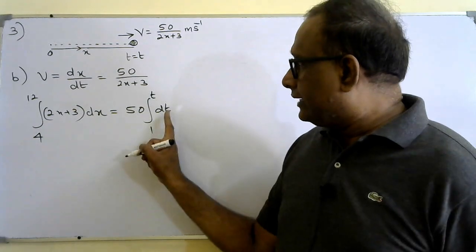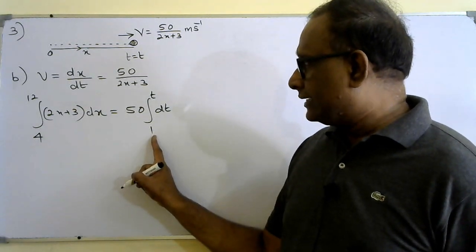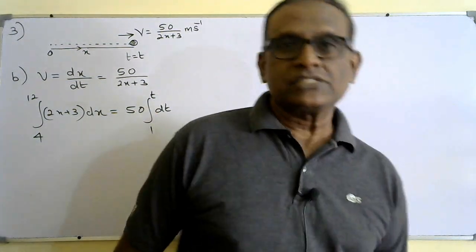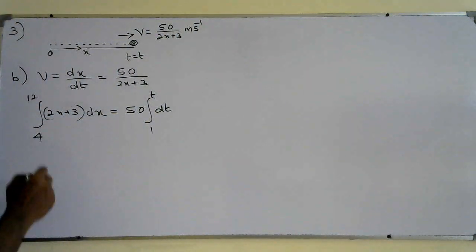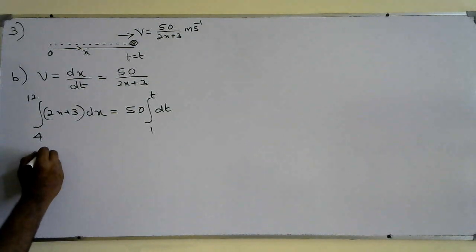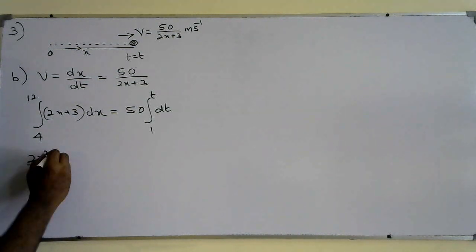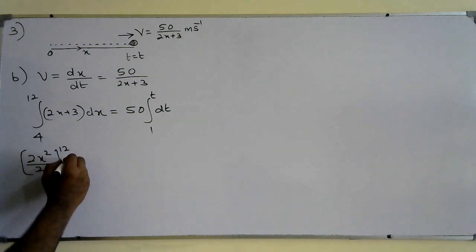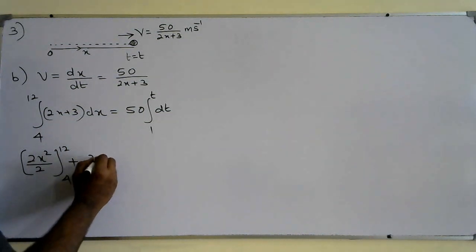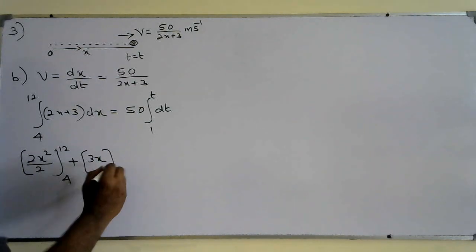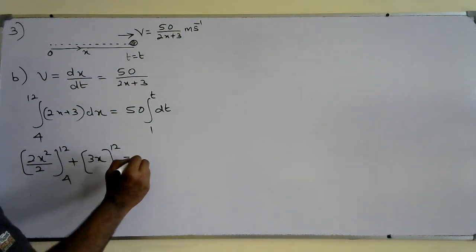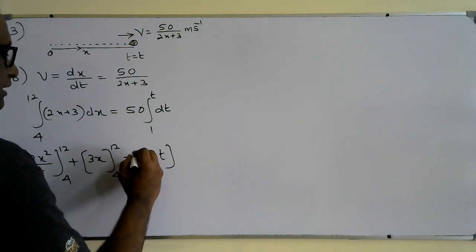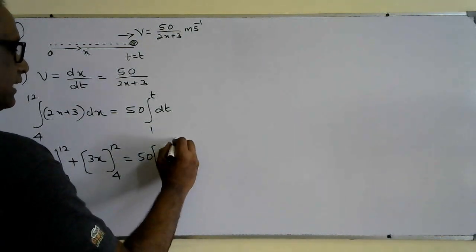When x equal 4, t equal 1 given. The question is, what will be the time when x equal 12? So I put the limits, we'll first integrate it. When integrated, it will become 2x squared by 2, and here 2 and 2 will get cancelled, limits 4 to 12, plus 3x, limits 4 to 12, is equal to 50t, limits 1 to t.